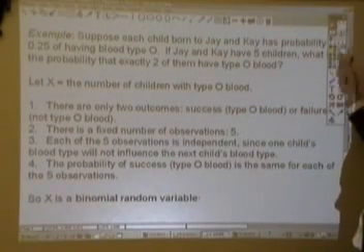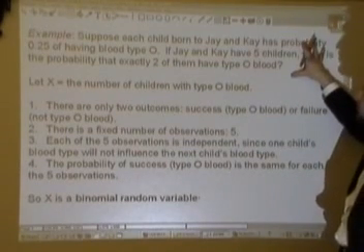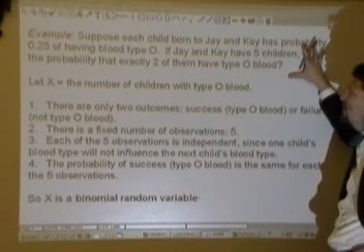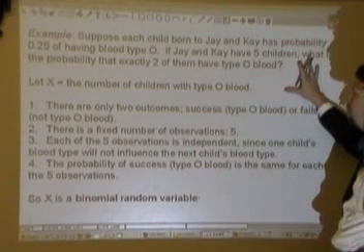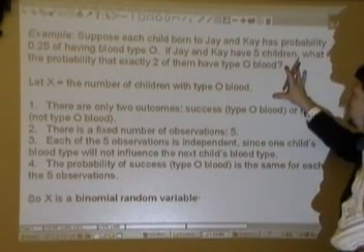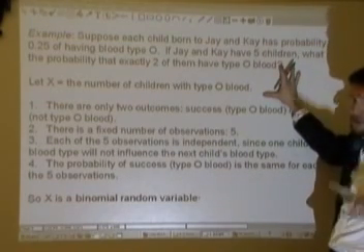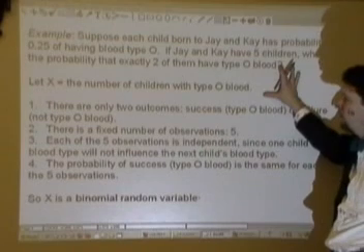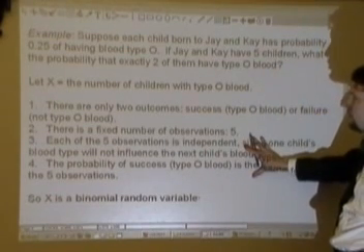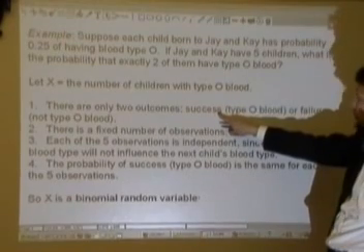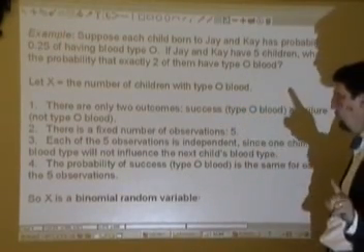Okay. So suppose each child born to J and K has probability 0.25 of having blood type O. If J and K have 5 children, what is the probability that exactly 2 of them have type O blood? So here's what I'm doing. I've got 5 kids. I want to find the probability that 2 of them have type O blood. First of all, let's check and make sure that this is binomial. There are only 2 outcomes. Condition number 1, success and failure, type O or not type O.